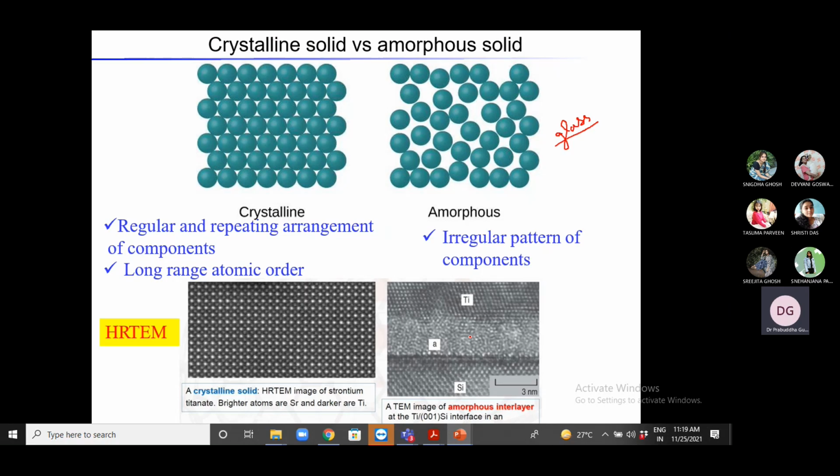Again, this was taken by a high resolution transmission electron microscope. But crystallography is even better in some cases, because in a transmission electron microscope you have to give a very thin layer of this arrangement to see the relative orientation of these atoms. But in crystallography it can be of any shape, provided the X-ray beam can penetrate that. Whereas on the left you see it is a crystalline solid. It is a mixture of strontium and titanium. The brighter atoms are strontium and the darker ones are titanium.